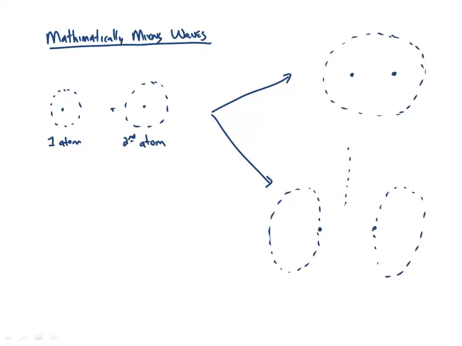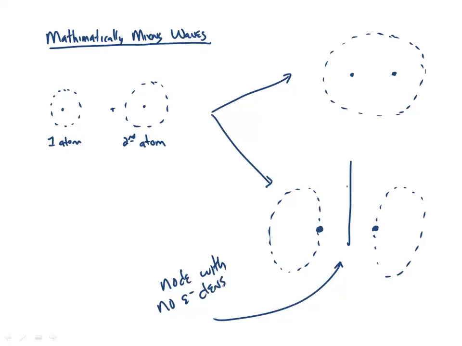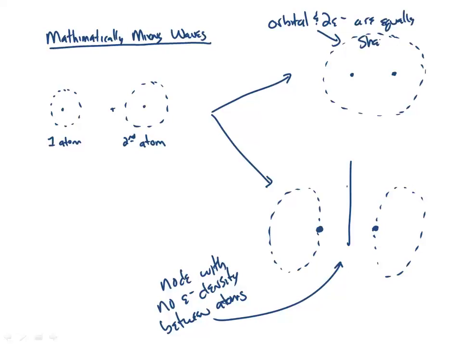There's what we call a node. So there's a node with no electron density between the atoms. Whereas here, the orbital and the two electrons that would be in it are equally shared between both atoms.